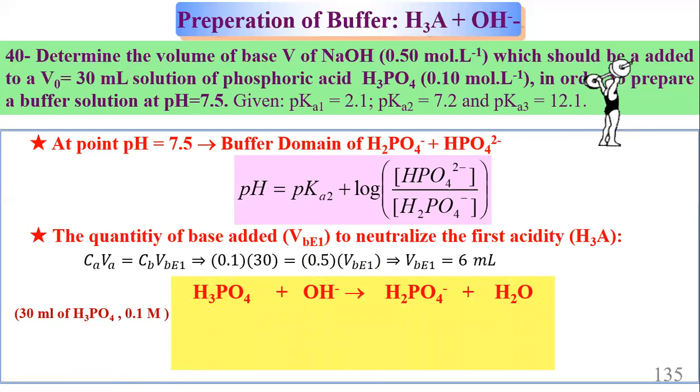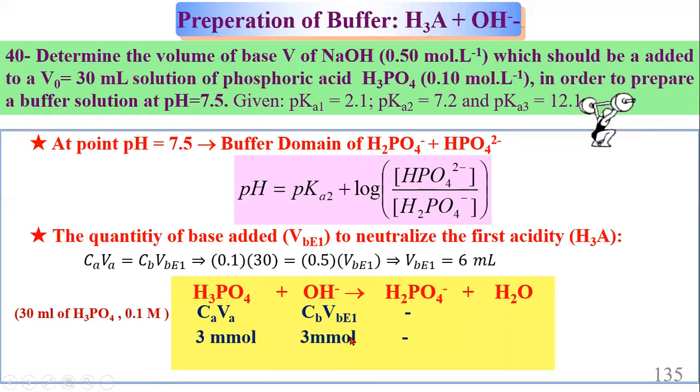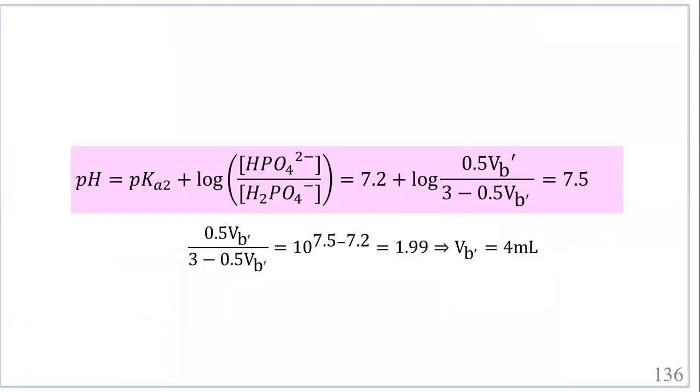And just as a proof, of course, you don't need to do this diagram, but I'm just showing you that the H3PO4 first reacts completely with the OH minus at the first equivalence point, and you get an equal number of moles after the addition of 6 milliliters, and all of these get converted to H2PO4 minus. Now, after that, I need to add more OH minus to get to a buffer region between H2PO4 minus and HPO4 2 minus. And so now I have another equation.